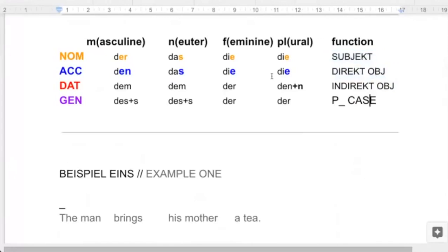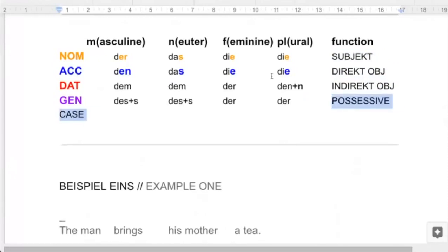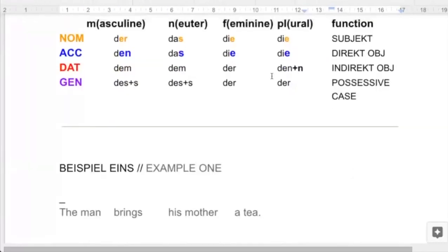But the last case, genitive, in English it's called possessive case, which I like because it makes it very visible. Things that belong to each other in a possessive way. For example, the door of my car. So you know the car possesses the door, and that's why it's called possessive case. Let's not go deeper here, as you can replace the genitive very easily with the dative.